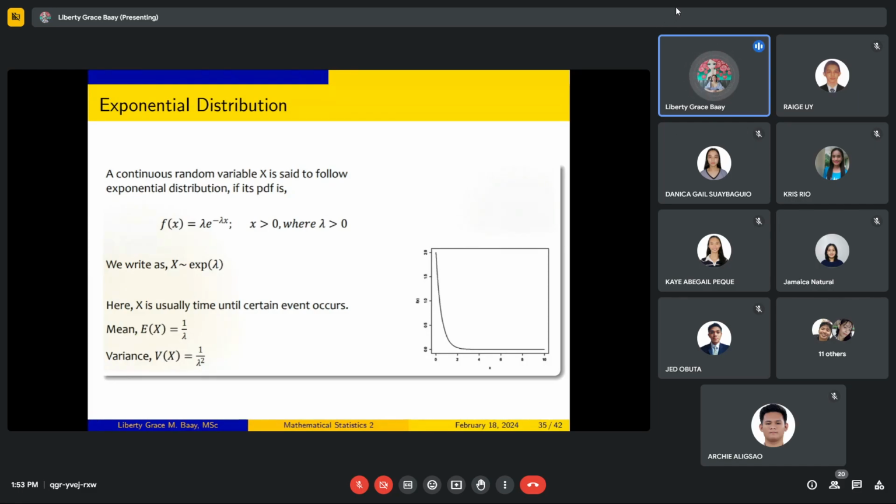So given this one, we have the mean of x is equal to 1 over lambda. And for the variance, the variance is just equal to 1 over lambda squared. Okay. And for the standard deviation, of course, it's just the square root of 1 over lambda squared, or 1 over lambda.